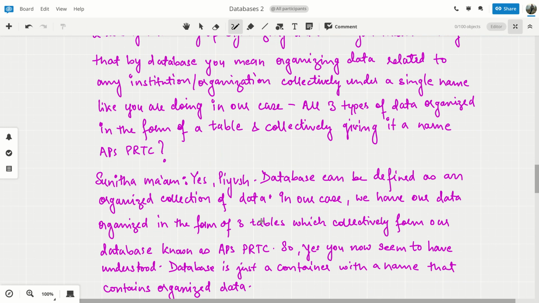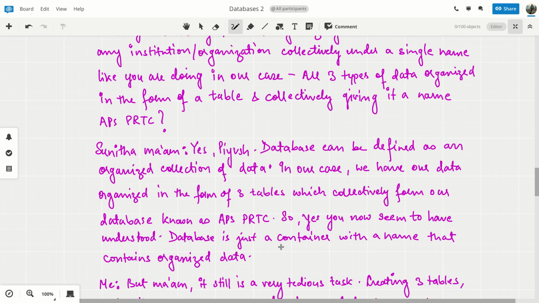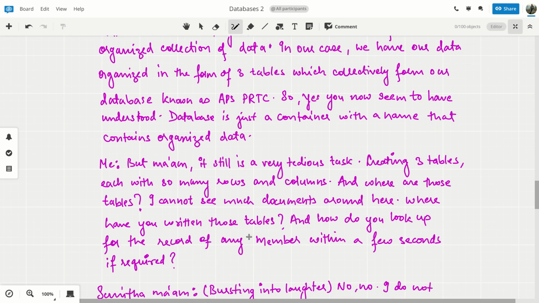In our case, we have our database organized in the form of three tables, which collectively form our database known as APS-PRTC. So yes, now you seem to have understood database is just a container with a name that contains organized data. I was really impressed. But yes, another question came to my mind, and I immediately shot at her.